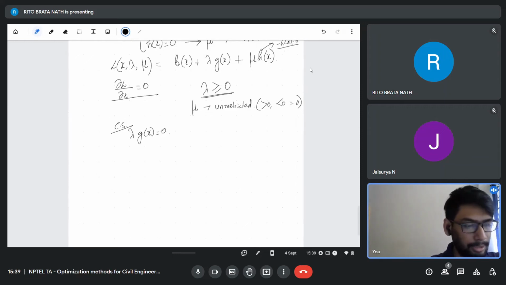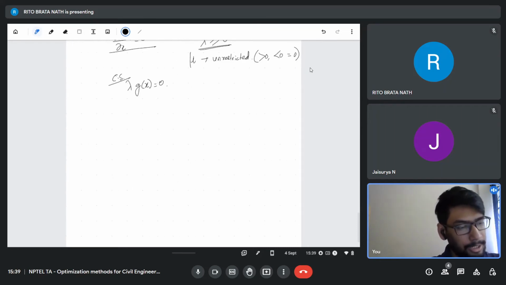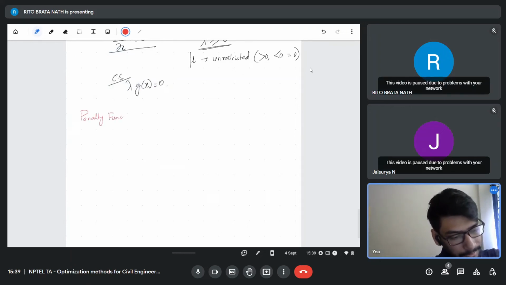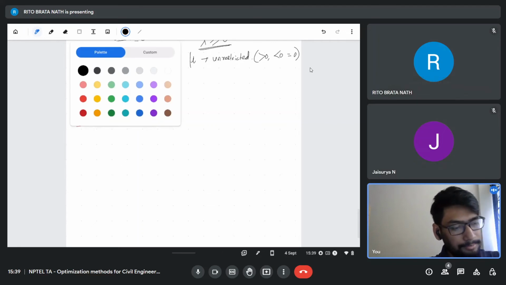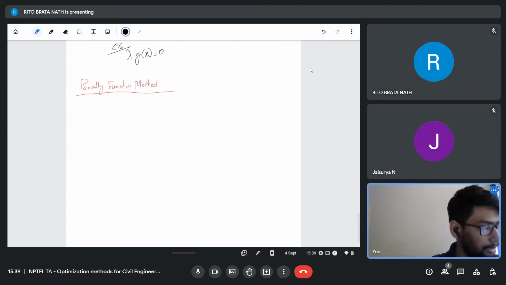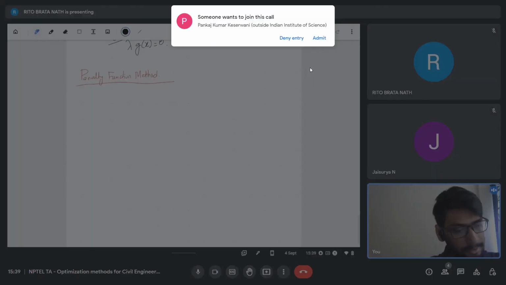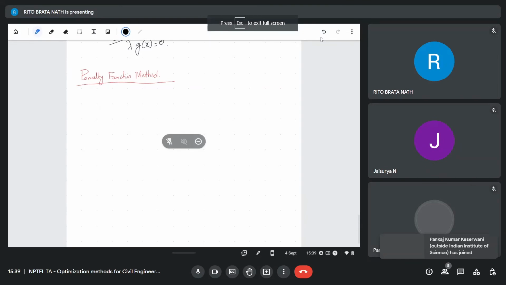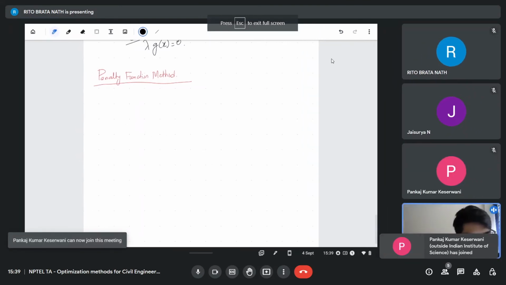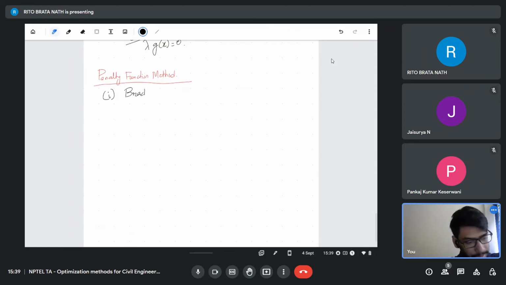So there is another method. So let's start with that one. That is the penalty function method. All right. So there are a few things I'd like to discuss. First is, okay, we have one more. With the penalty function method, one thing you have learned is the bracket operator.